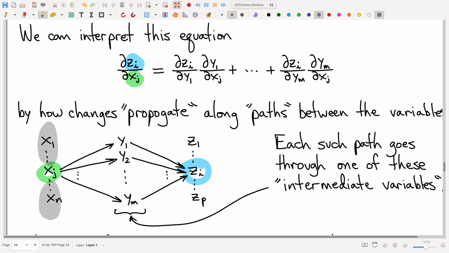And what we can do is we can look at each one of these paths individually. I can look at, when you change xj, how much is that going to contribute along the y1 path? How much will that contribute to the partial derivative that we're interested in? And then you do this for the second y, the y2 path, and then et cetera, and then finally you look at the last path. And if you add up all those individual contributions, then you will get the total amount that zi is changing. So let's look at these paths. Now let's take them one at a time.